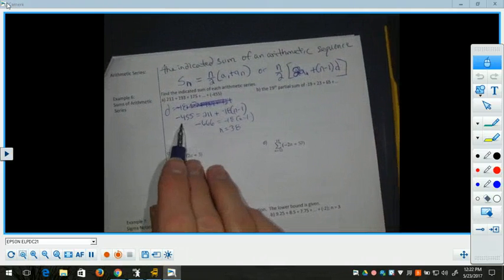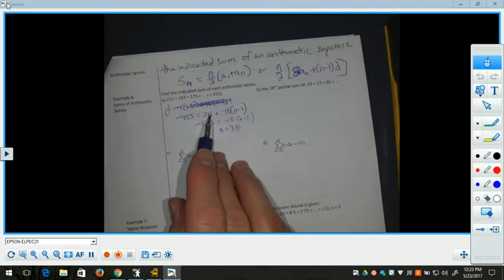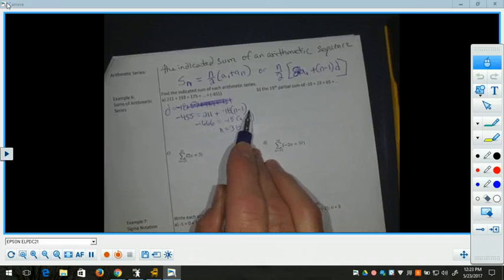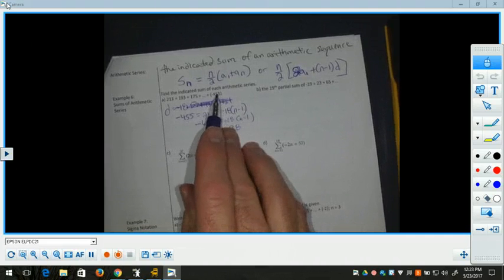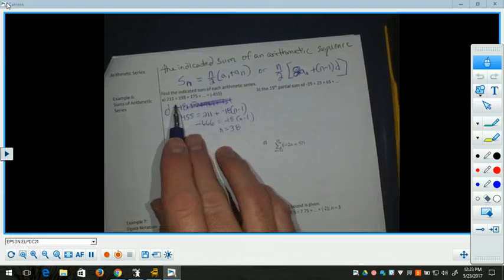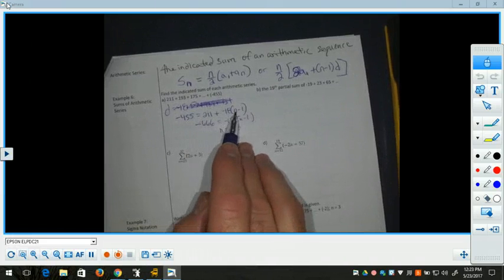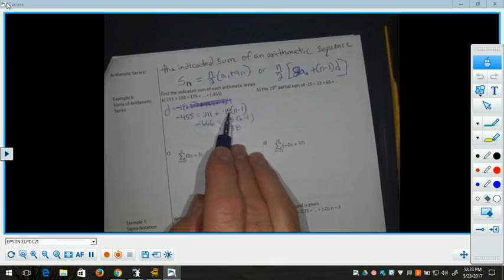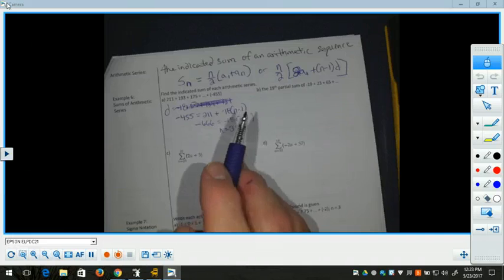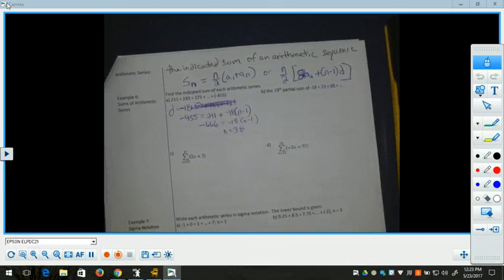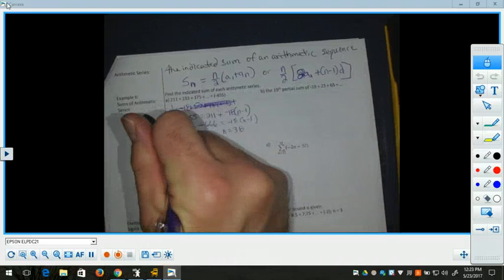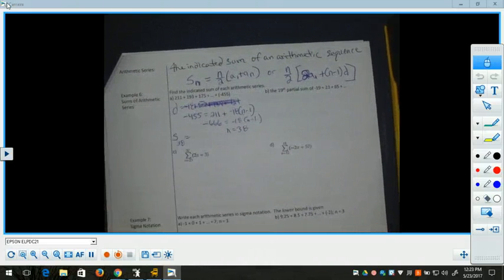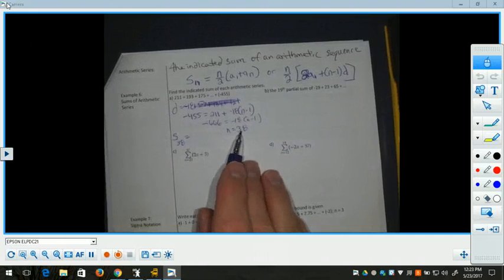So using our explicit formula, a sub n equals a sub 1 plus d times n minus 1, we're able to plug in the first term. We don't know position n, but we know the first term is in position 1, and we know the value of d. So we solved and got the value of n to be 38. Since we're going from the first term to the last, we're actually doing s sub 38. Well, I can use this formula. You want the sum of the 38 terms.